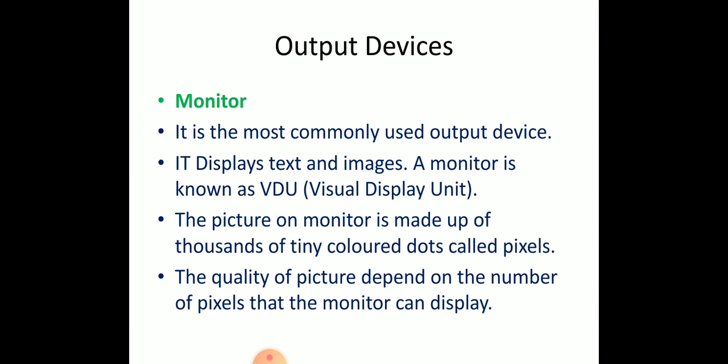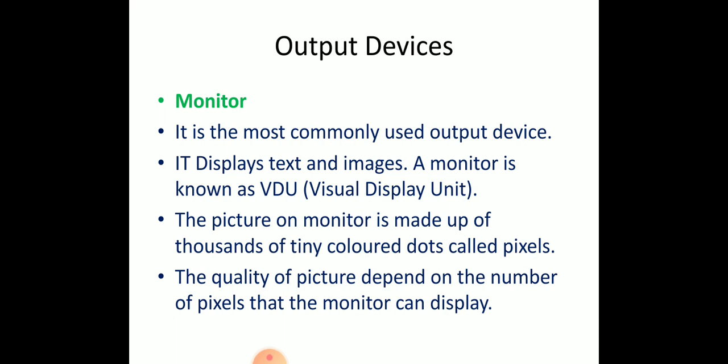First output device is monitor. It is the most commonly used output device. It displays text and images. A monitor is known as VDU, that is visual display unit. That means if you type anything, it displays on the monitor. If you draw anything, you can see it on the monitor.